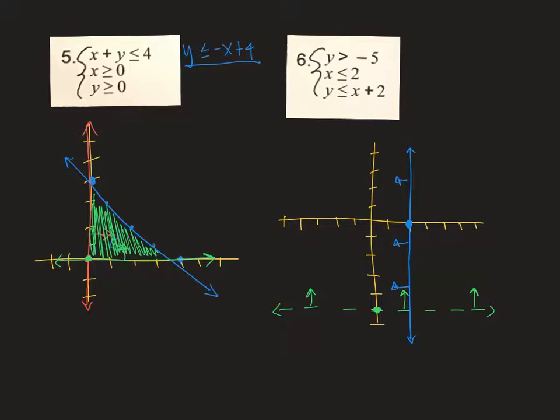And then y less than or equal to x plus 2. I'm going to start up at 2. I have a slope of 1. So I'm going to go up 1 over 1. If you need to go the opposite direction, you can. So instead of up 1, right 1, we just go down 1, left 1. It's an or equal to.